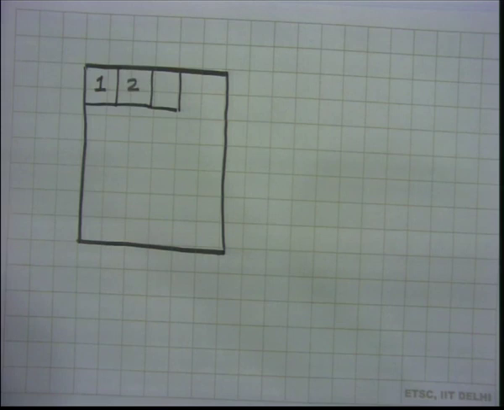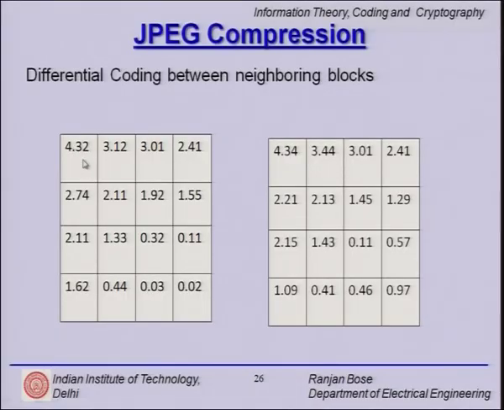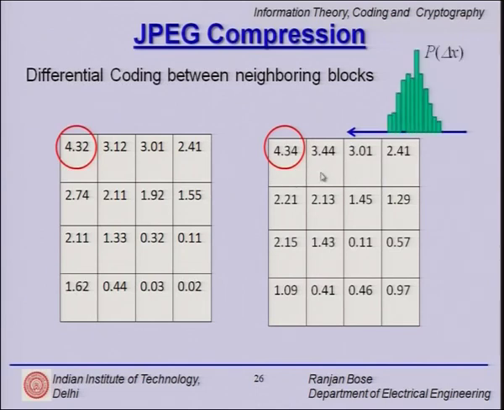Now, the DC coefficient, the first box, please remember this is in the spatial transform domain. It represents the average value, and this represents the average value of the next one. They are quite close to each other. In fact, if you take the delta, it is a very small number. So we do the differential coding between these two. What is differential coding? Well, you find the difference, and I do this for blocks 2 and 3, blocks 3 and 4, 4 and 5, and all the neighboring blocks.